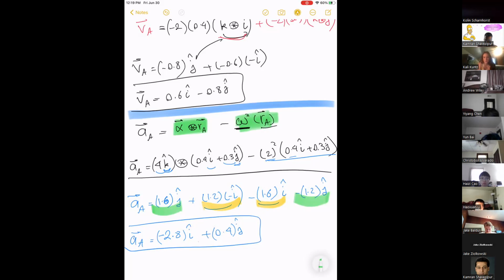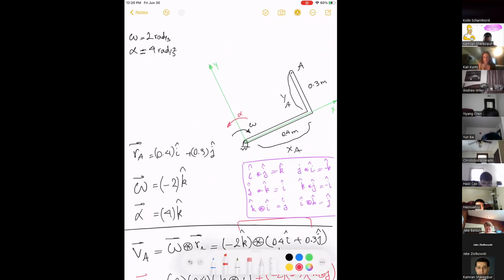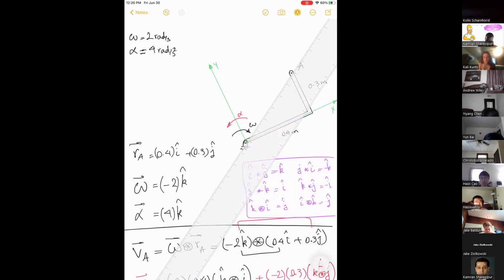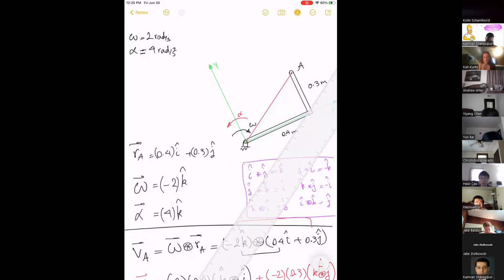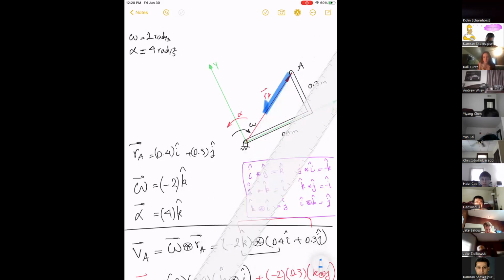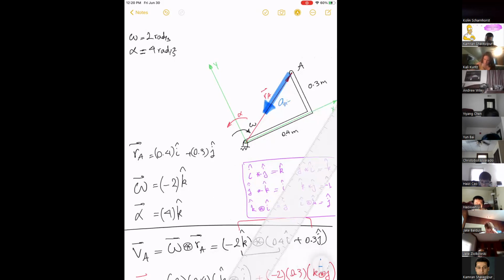Okay. So just a reminder, if this is your position vector, RA, then the normal acceleration is going to be in this direction. Right? This is going to be your AN, which is equal to R omega squared.